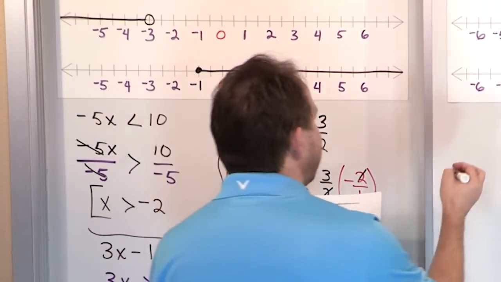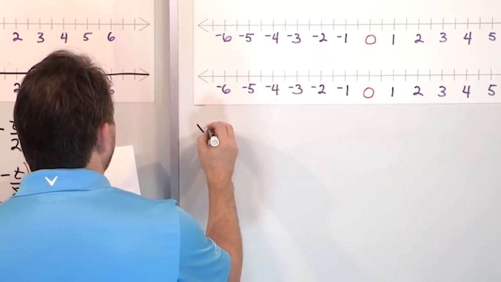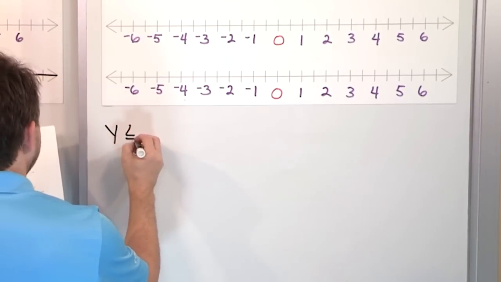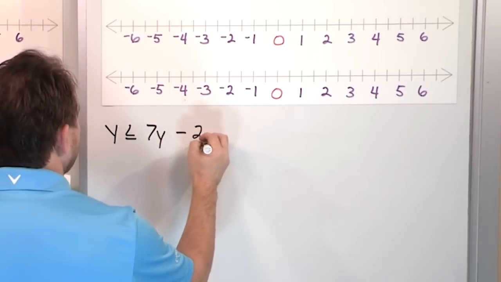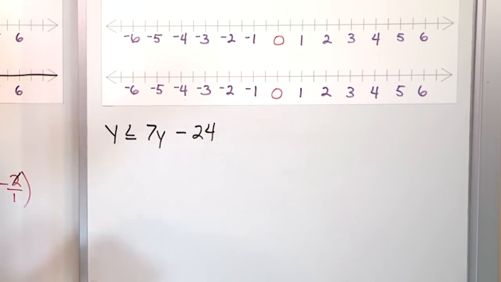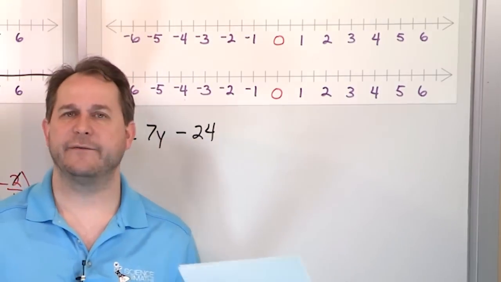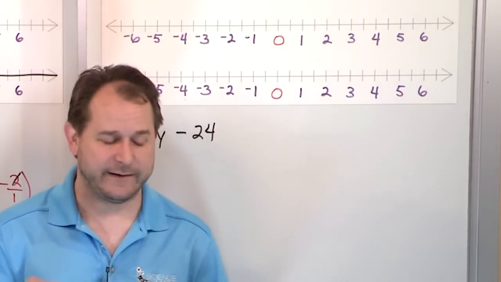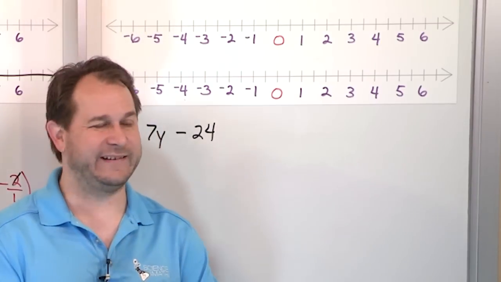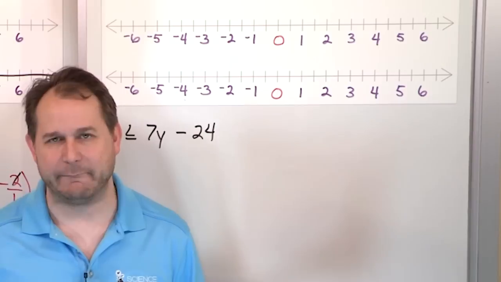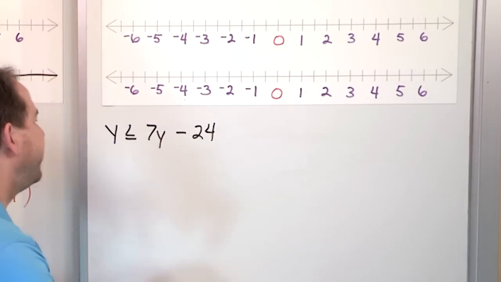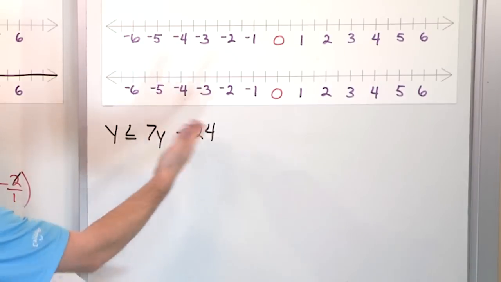All right, what if we had the inequality y less than or equal to 7 times y minus 24? Now, first of all, just like with equations, in inequalities, you'll see all kinds of variables running around. Sometimes you'll see x, sometimes you'll see y, sometimes you'll see t, sometimes you'll see a or b or w, it doesn't matter. You treat it all the same. It's exactly the same. You're trying to find out what values of y work with this inequality.